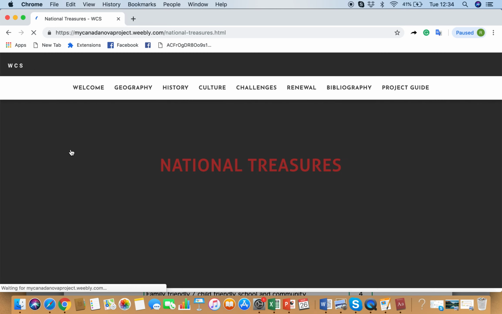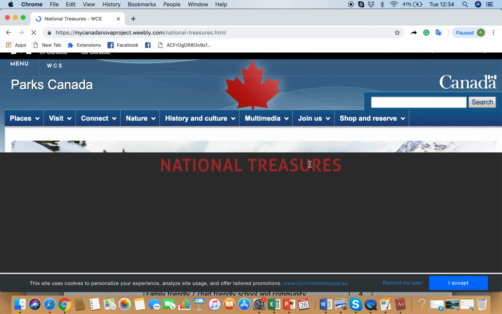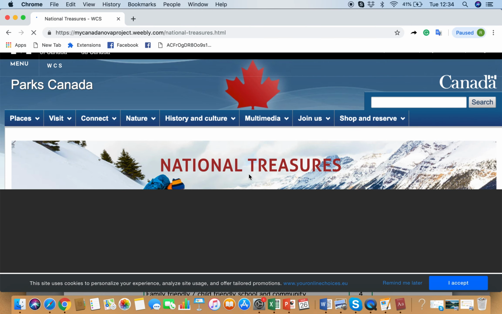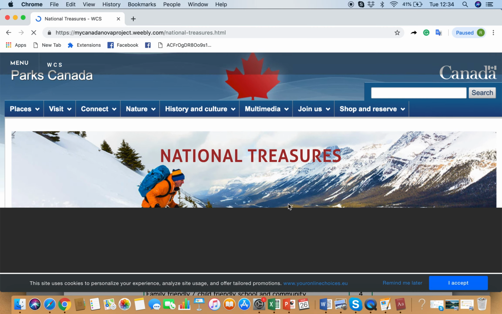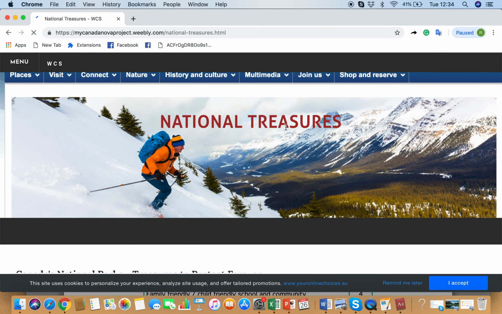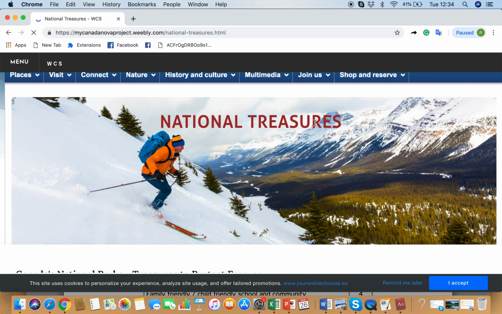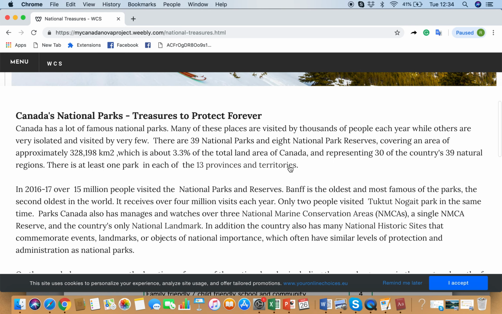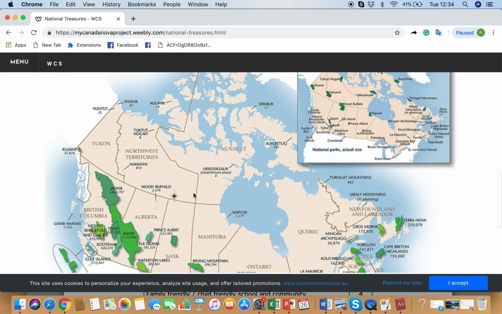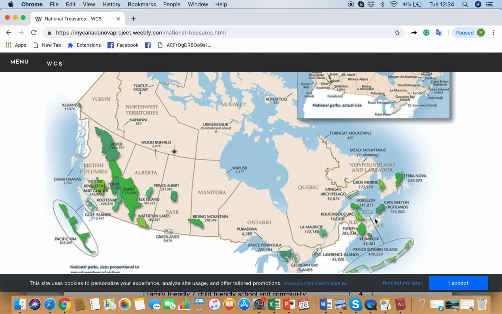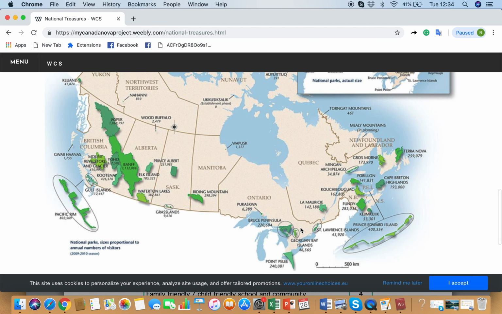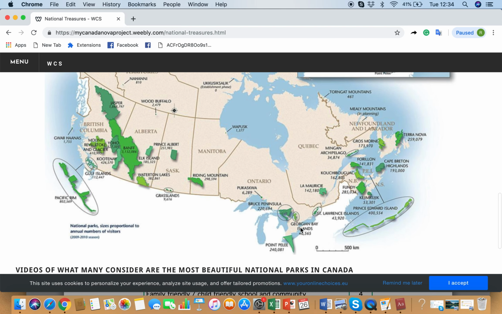Also, you can see there that I changed the color of the font for this because it was white on white and it would be difficult to see. So I chose a color that is in keeping with the country, red being like the flag. And this is about the national parks. You can see how large they are. And the national parks of Canada.